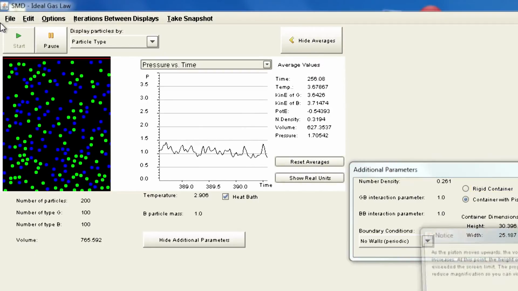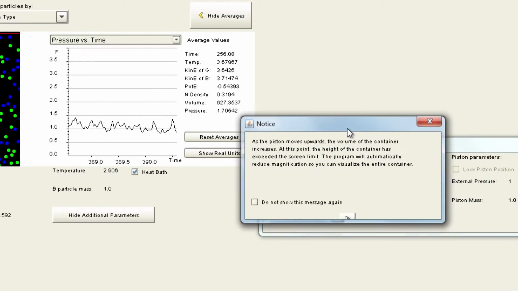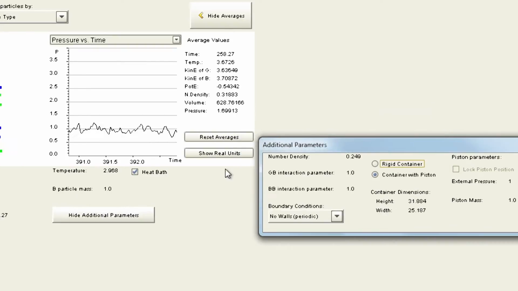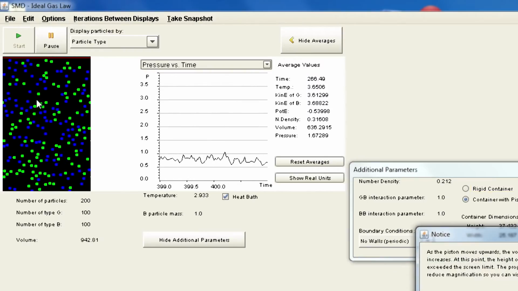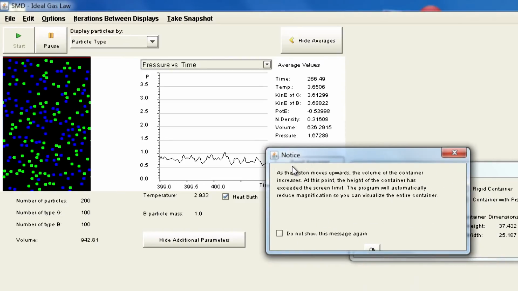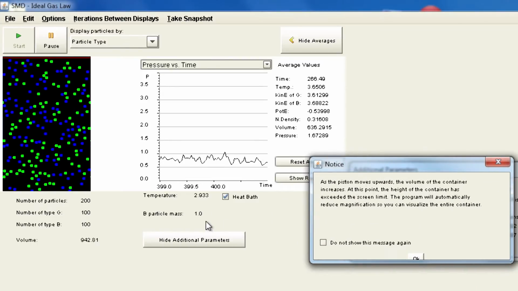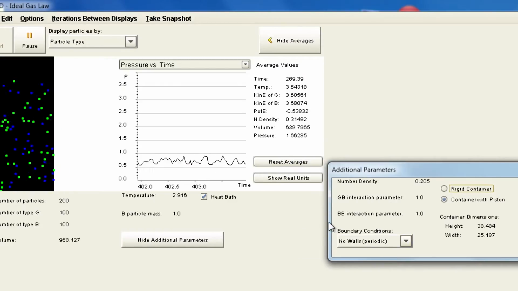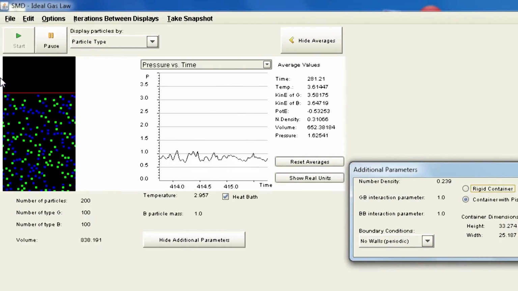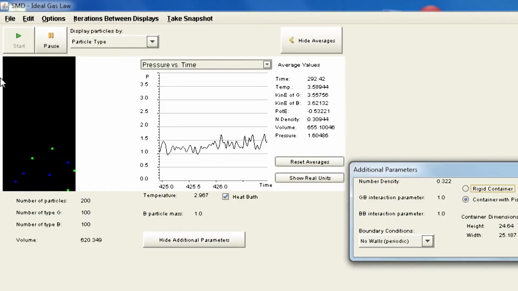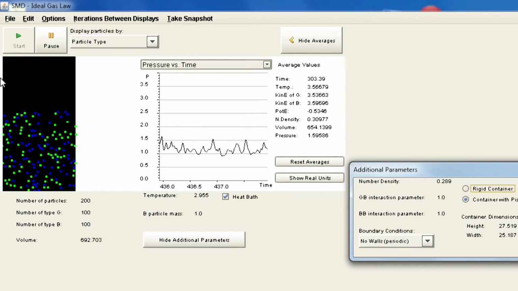Now, you can see clearly that the piston moves upwards, the volume of the container increases. At this point, the height of the container has exceeded the screen limit. So, the program will automatically reduce the magnification. So, you can see those magnifications. So, now you can see how it is happening here with the temperature. So, let me do one thing in order to rectify this situation. I am going to change the density a little bit more. So, now you can see that it is coming down with the temperature going down.